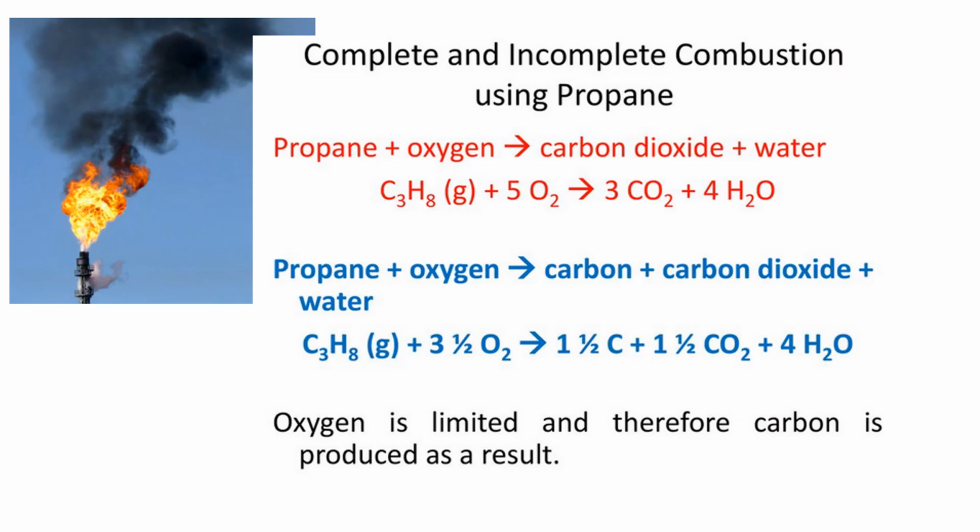In this slide, we have a specific example of a combustion reaction involving the fuel propane. Propane has the formula C3H8. When it is carried out in sufficient amount of oxygen, the products are carbon dioxide and water. But when oxygen is not sufficient, like in this case, instead of 5 moles of oxygen, you have only 3.5 moles of oxygen. It resulted in the formation of soot. Okay, when oxygen is limited, and therefore carbon is produced as a result, carbon or soot.